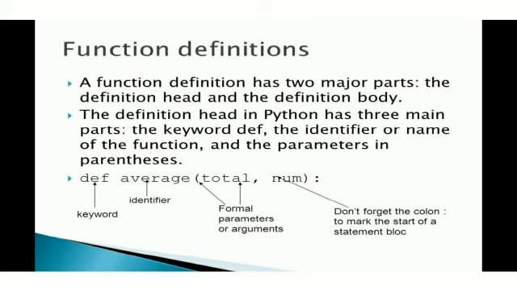Function definition. A function definition has two major parts: the definition head and the definition body. The definition head in Python has three main parts: the keyword def, the identifier or name of the function, and the parameters in the parentheses.